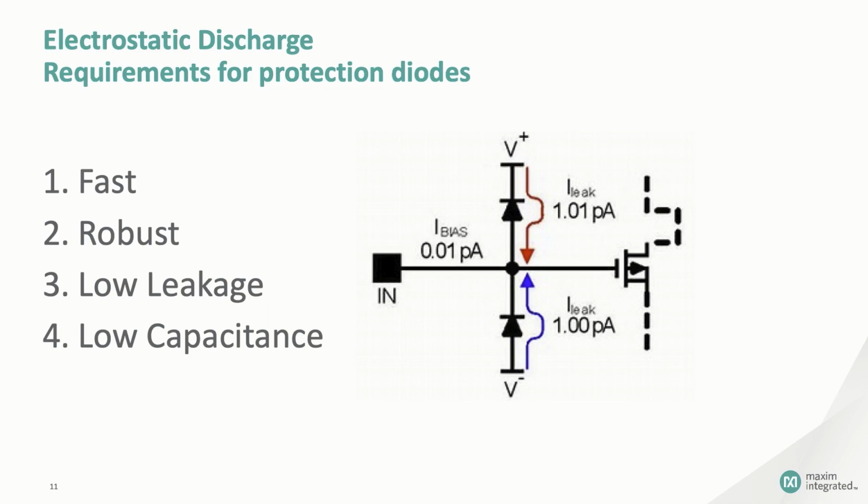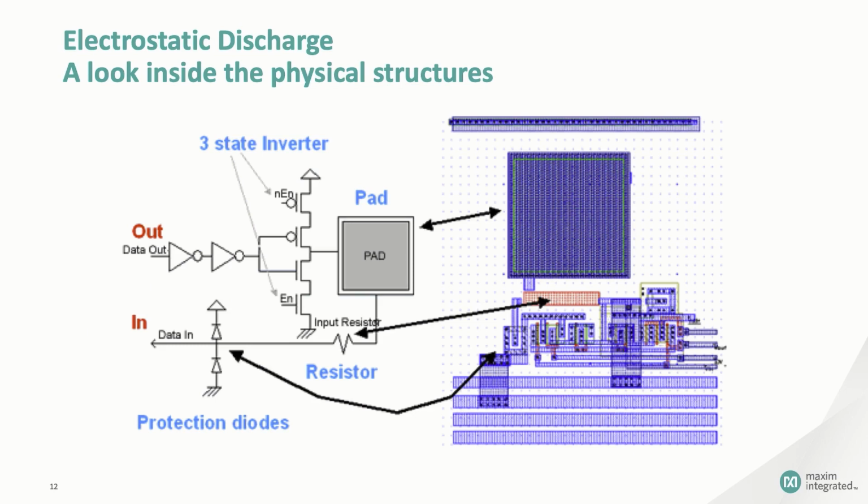Here's a diagram of a typical I/O pad structure in a Maxim device. You can see the pad, the input resistor, and the diode structures quite clearly. But what you can't see is the care with which Maxim manages the layer stack and the fabrication process. All of these things contribute to the overall success of our ESD strategy. Now, Maxim also provides ESD protection devices that let our customers provide an extra level of ESD mitigation to circuits that extend beyond the board edge.